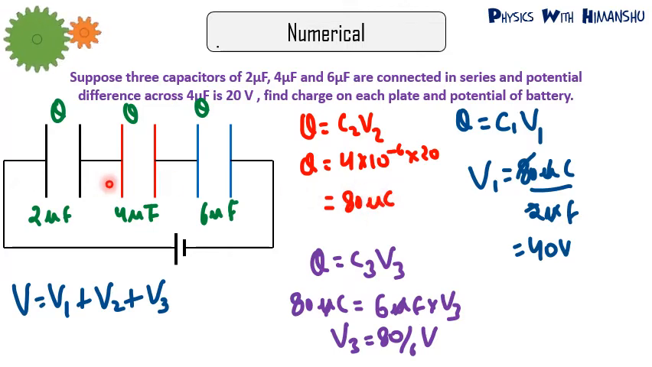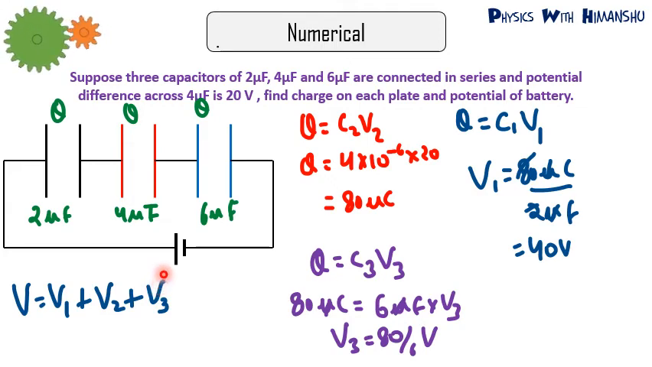But in series all will store same charge. So charge stored by 2 microfarad will also be what? 80 microcoulomb. So Q equal to C1 V1, putting value of Q to be 80 microcoulomb and C1 to be 2 microfarad, potential across 2 microfarad will be 40 volt and potential across 6 microfarad will be 80 by 6 volt. So total potential will be V1 plus V2 plus V3, because in a closed circuit, the total increase in potential will be equal to total decrease in potential.